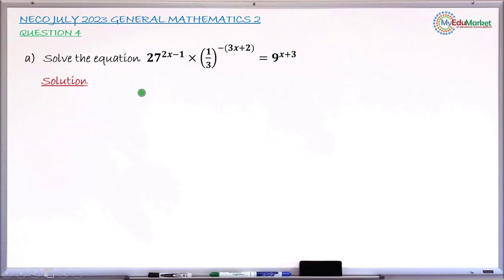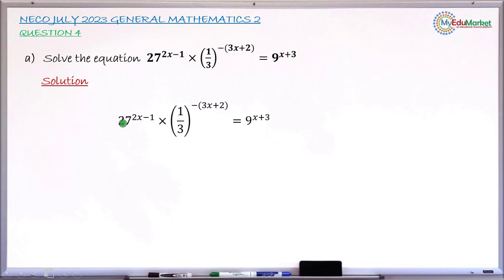So for the solution to this problem, what you do is copy the equation first. This is the equation: 27 raised to the power of 2x minus 1, times the next index number, 1 over 3 as the base, and the power as minus into 3x plus 2, equals the index number on the right, which is 9 raised to the power of x plus 3. So what you do first is to check all those numbers that you can change to index form again. Let's do that like this.